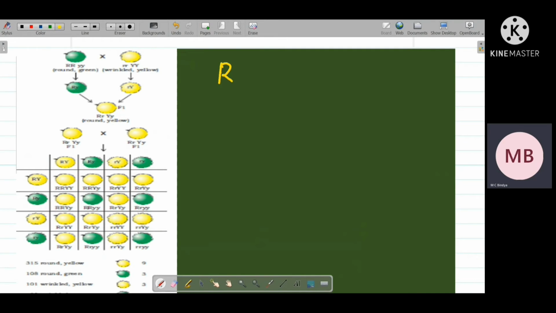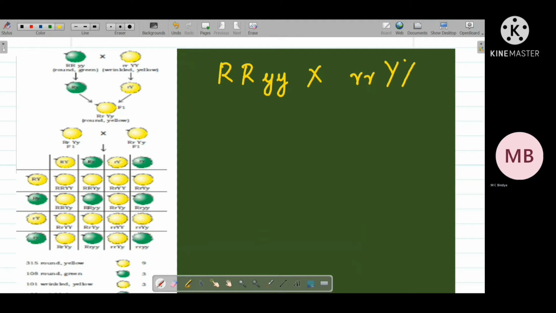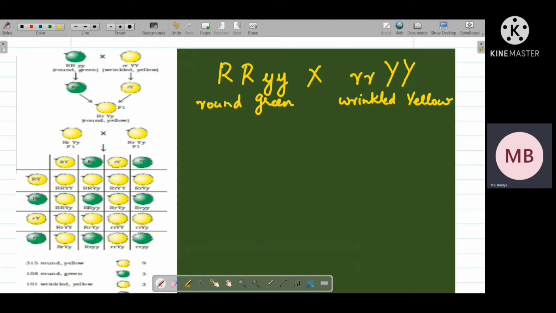For instance, when he crossed round green seeds with wrinkled yellow seeds, here round as well as wrinkled comes in characters seed shape, and green and yellow comes in the characters seed color.